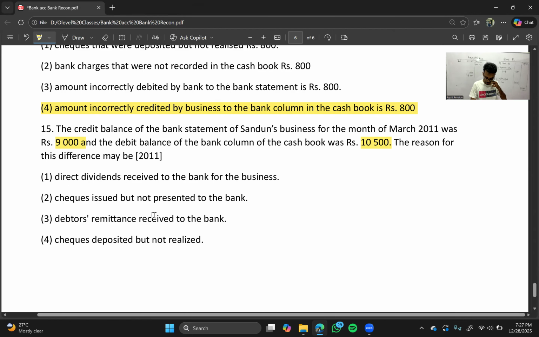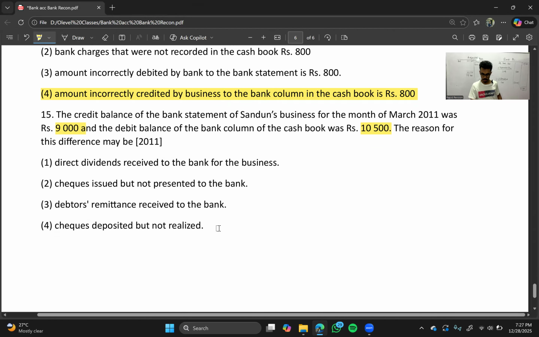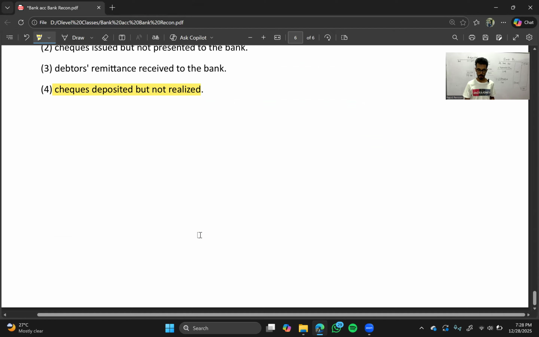So here, direct dividends received to the bank for the business, no. Check issued but not presented to the bank, no. Debtors remittance received to the bank, check deposited but not realized. We have deposited the check in the account and increased our bank account value, but the bank statement did not increase for some reason.